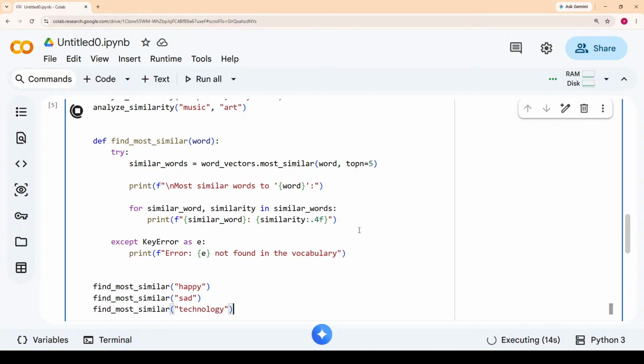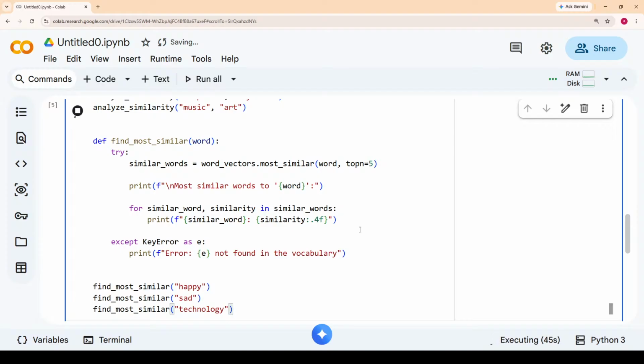First question: what is word2vec? Word2vec is a technique that converts words into numerical vectors while preserving their meanings and relationships. See here, what does word2vec do? It is a technique that usually converts words into numerical vectors by preserving their meanings and relationships.